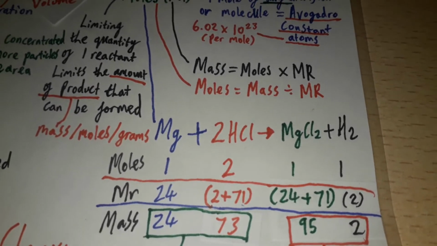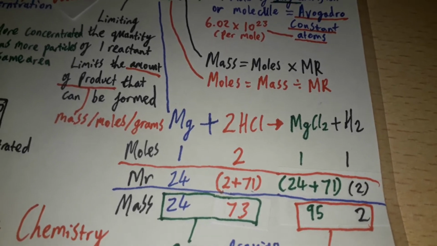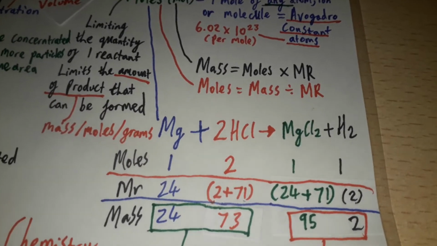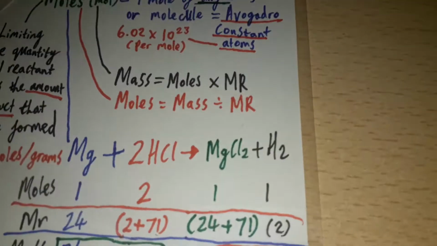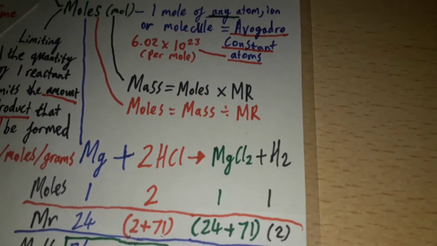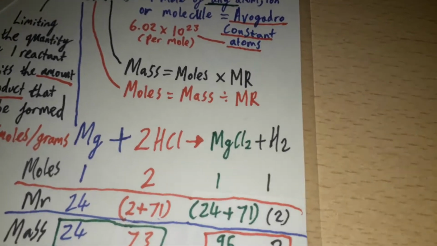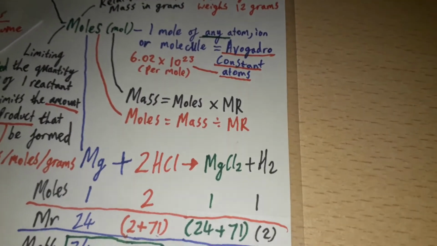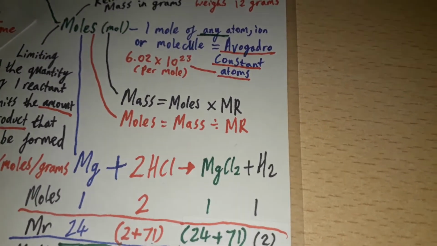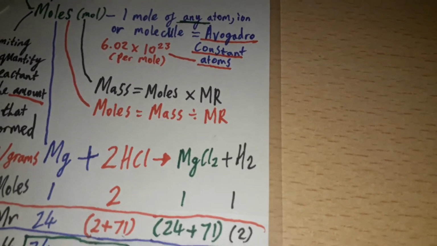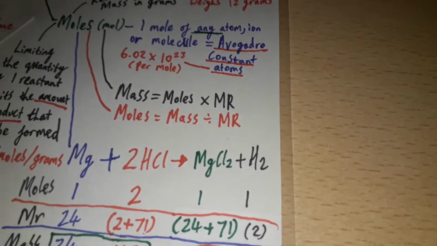Here we've got 2 plus 71. That's because chlorine is 35.5 and hydrogen's 1, but we times them both by 2 because of the 2 in front. And the next bit, magnesium's 24 again, and chlorine we times by 2 again because there's a 2 at the end. The little 2 at the end only means that, it doesn't mean the moles change. That's an important thing to remember. H2 is hydrogen 2, which means we times it by 2, which gives us 2.